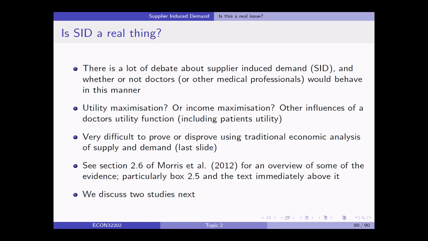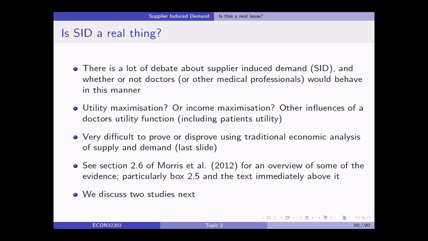So if you assume it is a real thing and physicians, suppliers, medical professionals are acting in their own best interest, that is questioning their underlying motivation for being a physician. So we'll touch back on this again in topic 3 when we look at the motivations for medics and how they differ from profit maximisation. But if you say supply-induced demand is a real thing, you are questioning the integrity and the medical professionalism of people working in this industry.